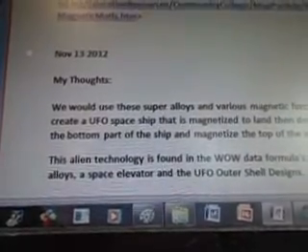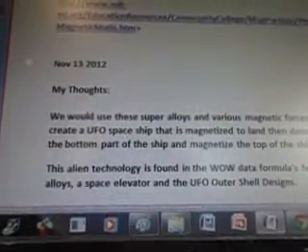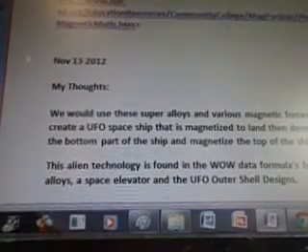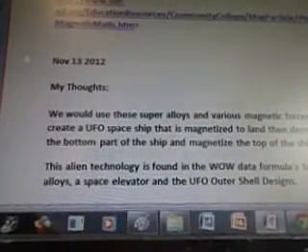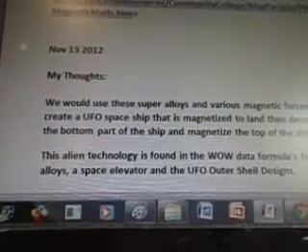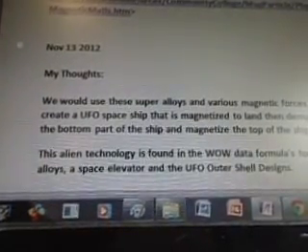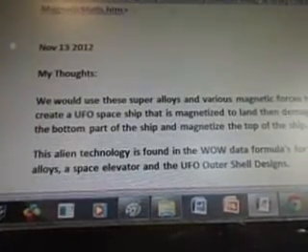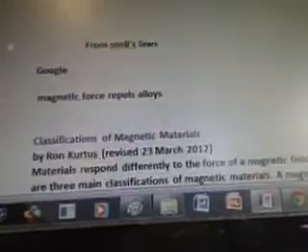My thoughts: we would use these super alloys and various magnetic forces to create a UFO spaceship that is magnetized to land, then demagnetize the bottom part of the ship and magnetize the top of the ship. This alien technology is found in the WOW data's formulas for super alloys, the space elevator, and the UFO Outer Shell Designs.